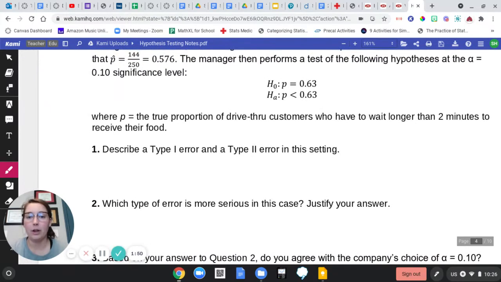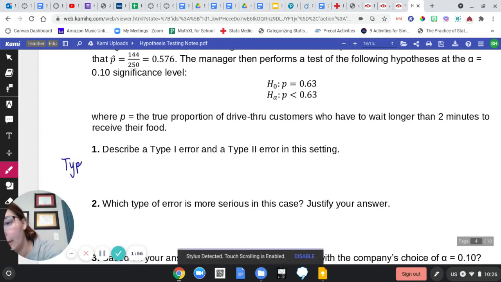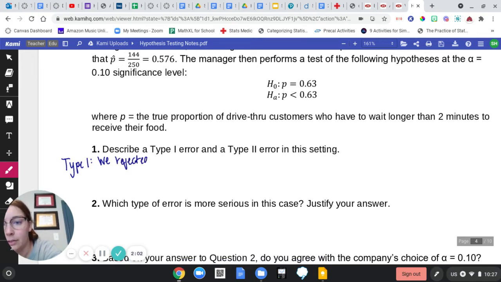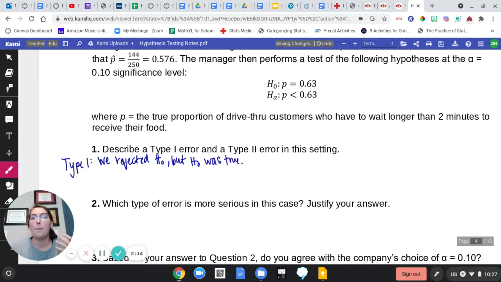So type 1 error, I always like to write this out. Type 1, we rejected the null, but the null was true. Look, we made the best decision we could at the time, but then maybe we get another, larger sample later, and it turns out we were wrong. You're not going to know as you're doing the problem if you're right or wrong. They'll have to come tell you later based on some other evidence. So we did make the best decision we could at the time. We rejected the null, but actually the null was true.